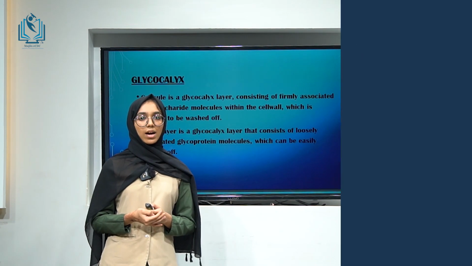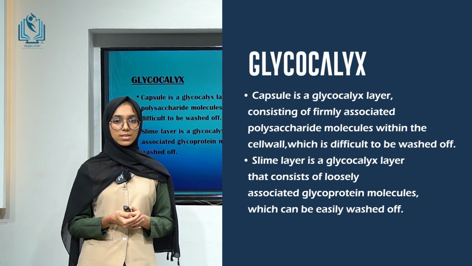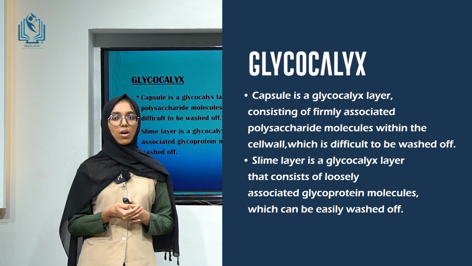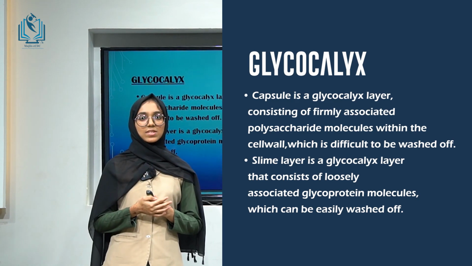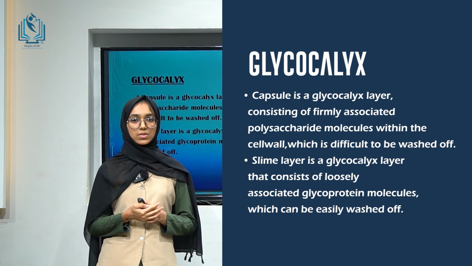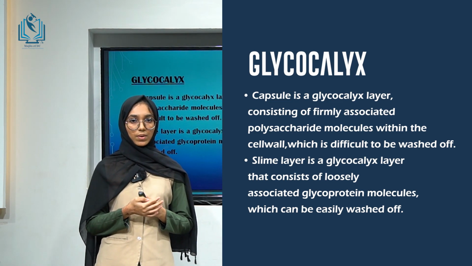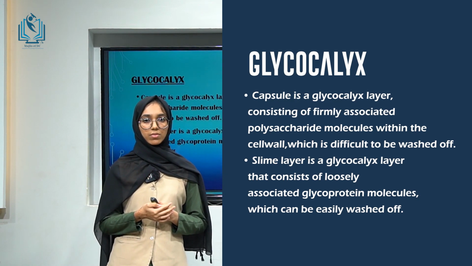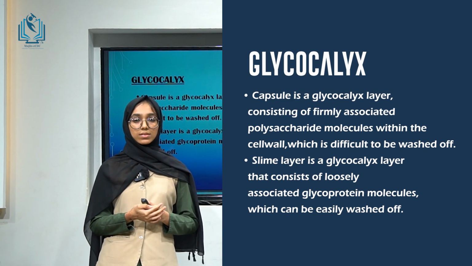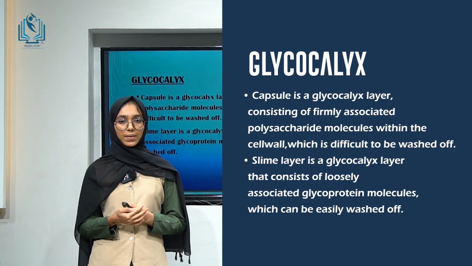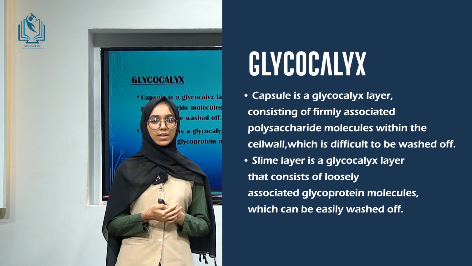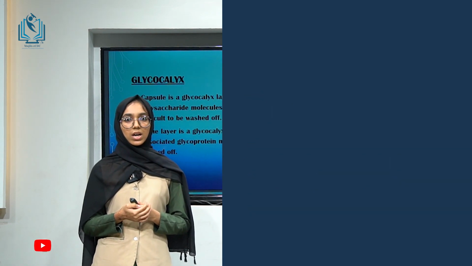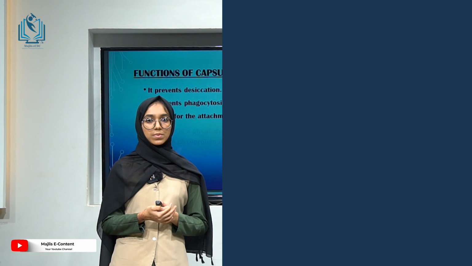Some prokaryotes have a layer of material outside the cell wall called glycocalyx. This layer has different names depending on its characteristics. Capsule is a glycocalyx layer composed of firmly associated polysaccharide molecules within the cell wall, which is difficult to be washed off. Whereas slime layer is also a glycocalyx layer composed of loosely associated glycoprotein molecules, which can be easily washed off. Now let's move on with the functions of capsule.